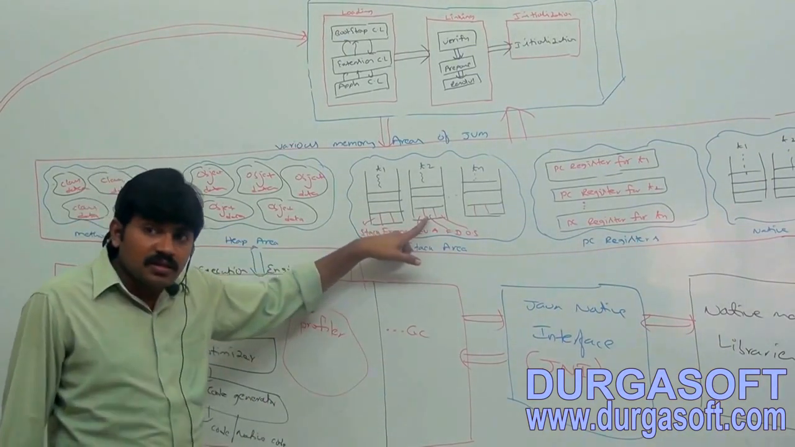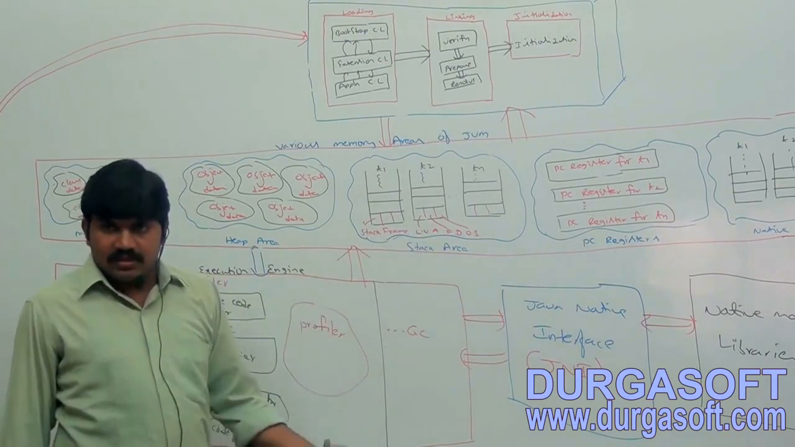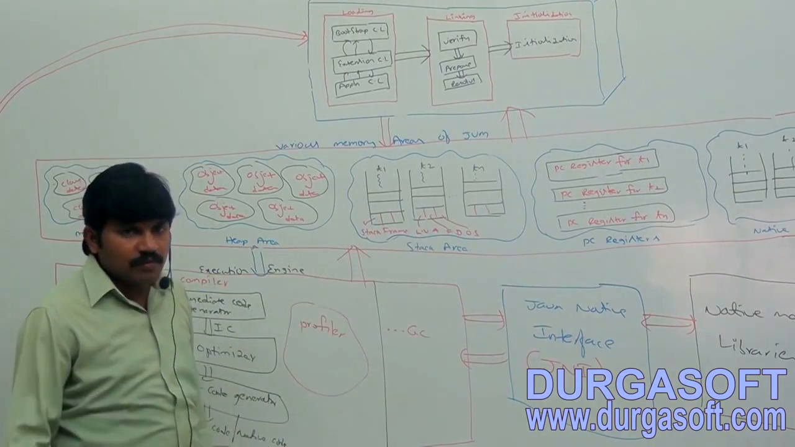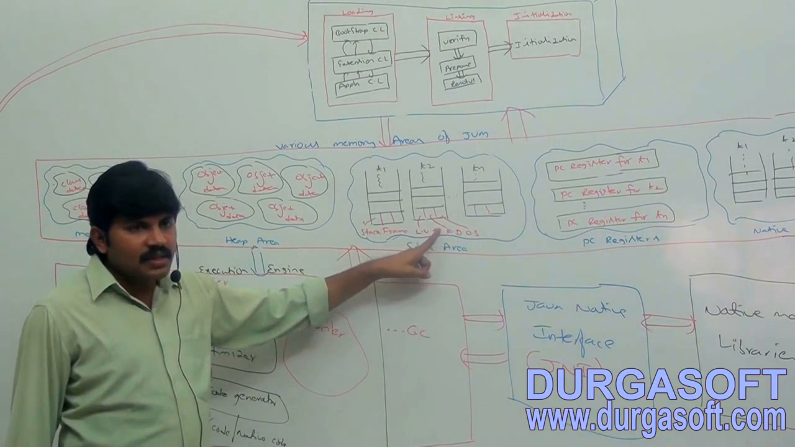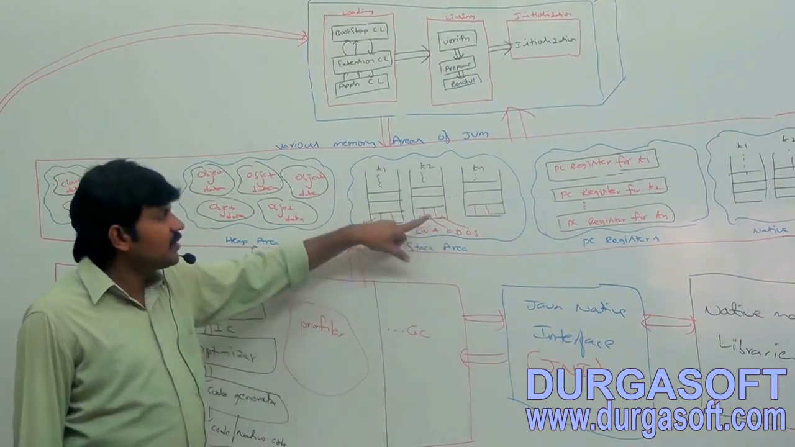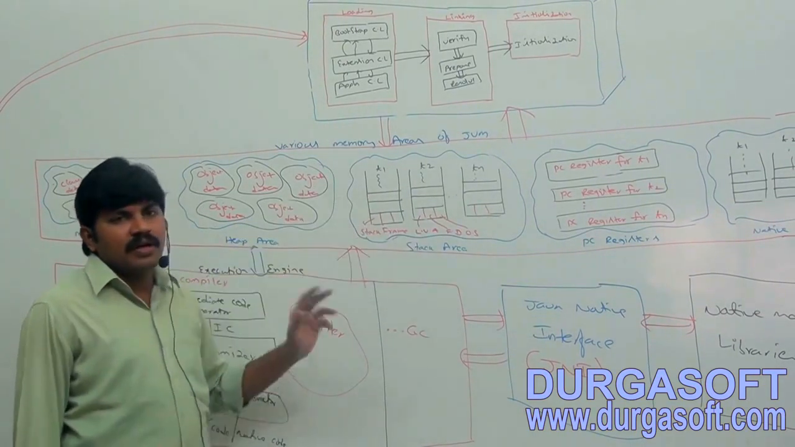In the case of exception, if any exception occurs, where will the corresponding catch block information be? By default it will be there inside what is this one? Frame data. That's all. For every thread one runtime stack is there.